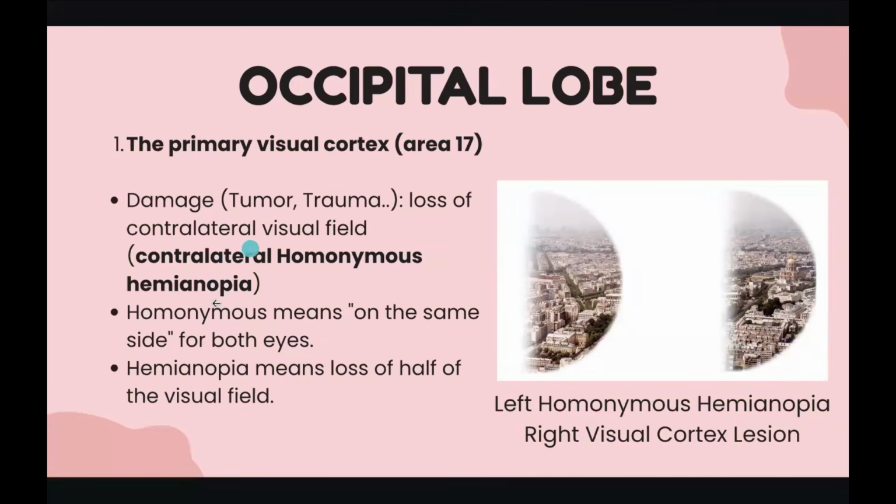And by definition, homonymous means on the same side for both eyes, and hemianopia means loss of half of the visual field, all right? Because there are different types of visual loss. One type is this contralateral homonymous hemianopia. Okay, so a patient with that, this is how they would visualize what is in front of them, right?